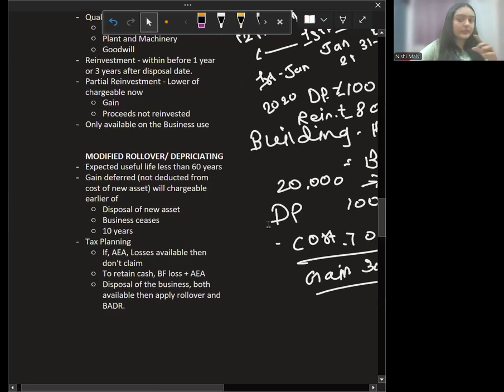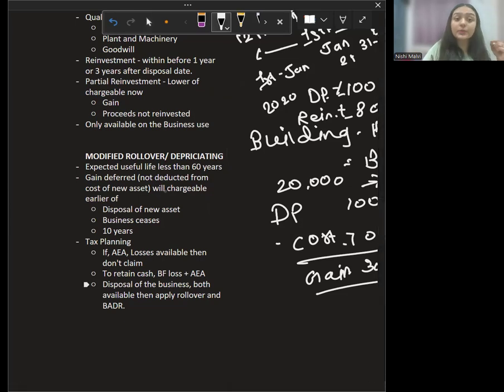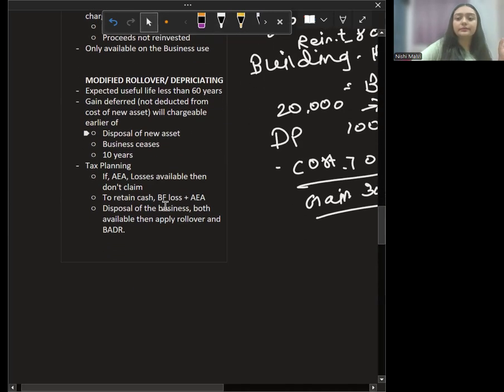But here there's something different, a difference in the gain. Here the gain is deferred, but it will not be deducted from the cost of the new asset. Instead, the gain will be released on the earlier of whenever you dispose of the new asset, or whenever you cease business use, or within 10 years. Whichever is the earlier period, you have to charge that gain.